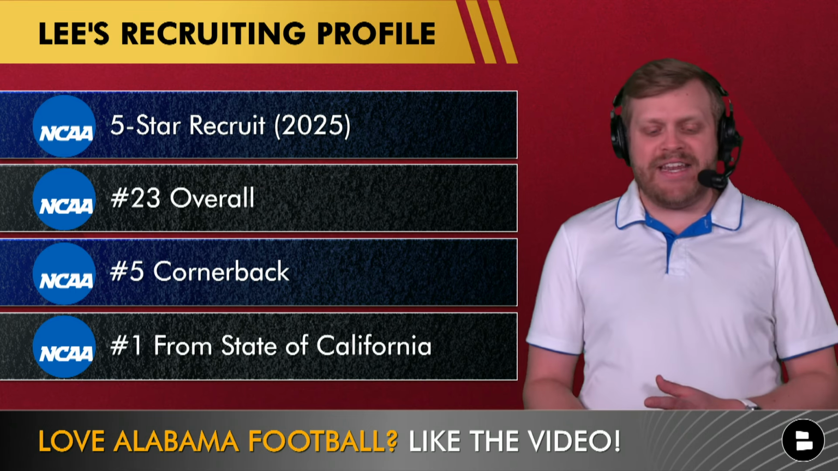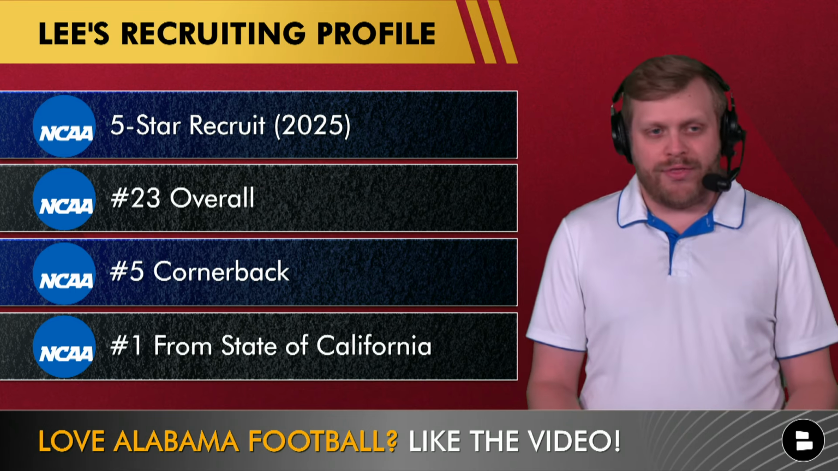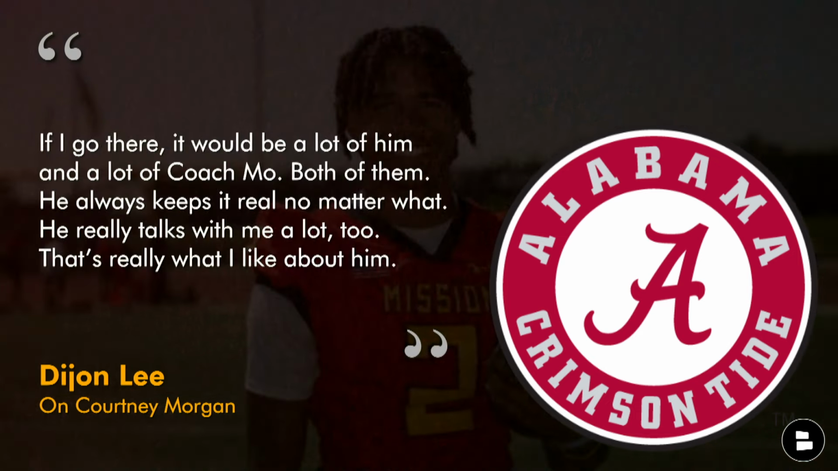This would be a significant get, as he made a comment about Courtney Morgan to On3, saying, quote, "I've got the best relationship with Courtney Morgan from Washington. We already had a relationship for a long time. He's a huge guy in the Bama pursuit. I talk with him most out of all of them. If I go there, it would be a lot of him and a lot of Coach Mo," meaning Coach Mo Linguist. "Both of them. He always keeps it real no matter what. He talks to me a lot too. That's really what I like about him."